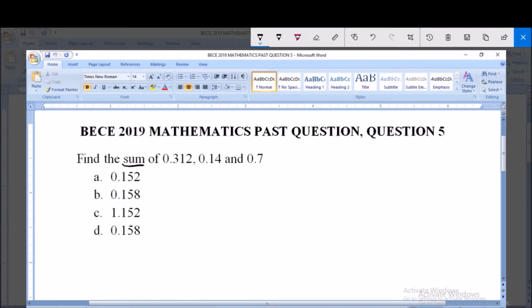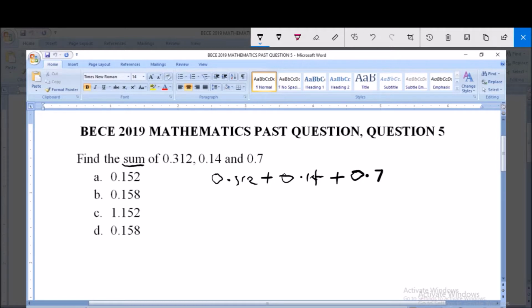refers to addition. So we are trying to say we should add 0.312 plus 0.14 plus 0.7. Now these are decimal numbers, and like you know, in your addition you have to arrange your numbers in place values. Likewise, these decimals have place values.